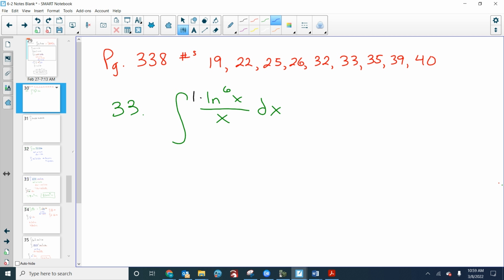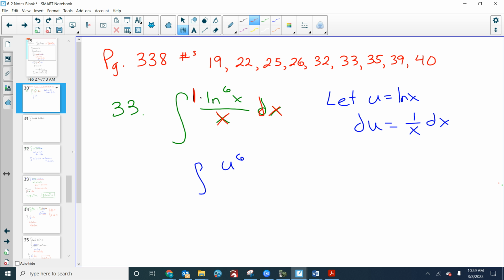So what should we try this time? Ln of x. Let's try ln of x. Let u equal ln x. What's du? What's the derivative of ln x? 1 over x dx. Let's see. Isn't ln x to the 6th really u to the 6th? So our numerator says u to the 6th, and isn't 1 over x dx turning into du? Is that accurate or not? It is. And that is an easy antiderivative.